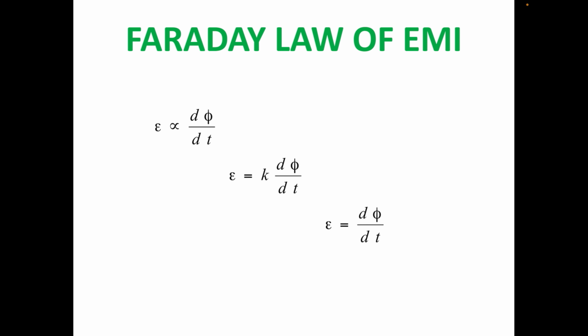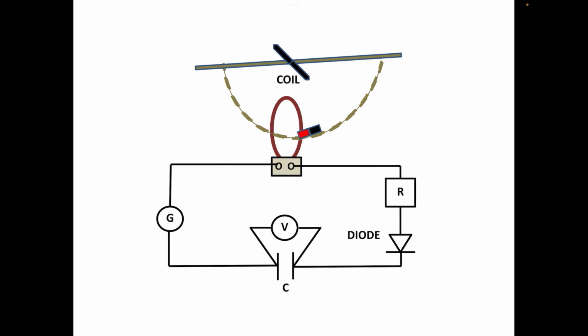According to Faraday's law, the magnitude of EMF developed in a closed circuit due to electromagnetic induction is directly proportional to the rate of change of magnetic flux linked with the cross section of the circuit. In this case, the constant of proportionality K is equal to 1, so EMF is equal to dφ/dt. This is the required circuit diagram for performing the experiment to verify Faraday's law of electromagnetic induction.